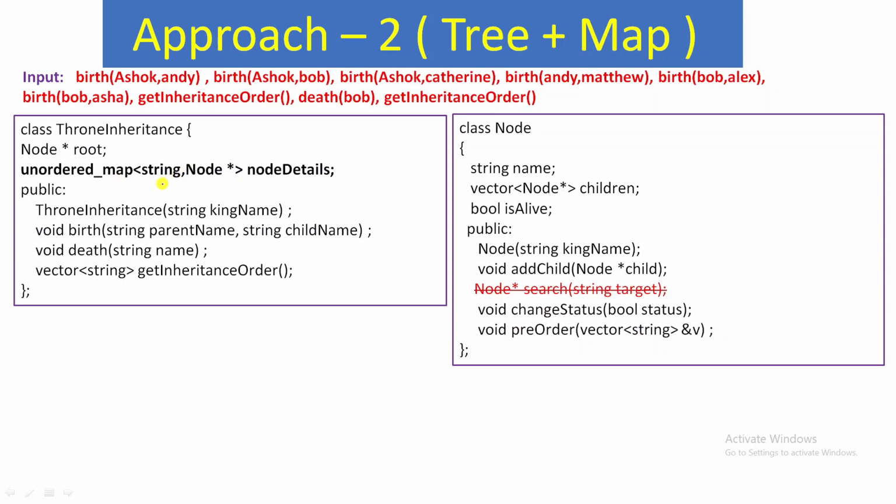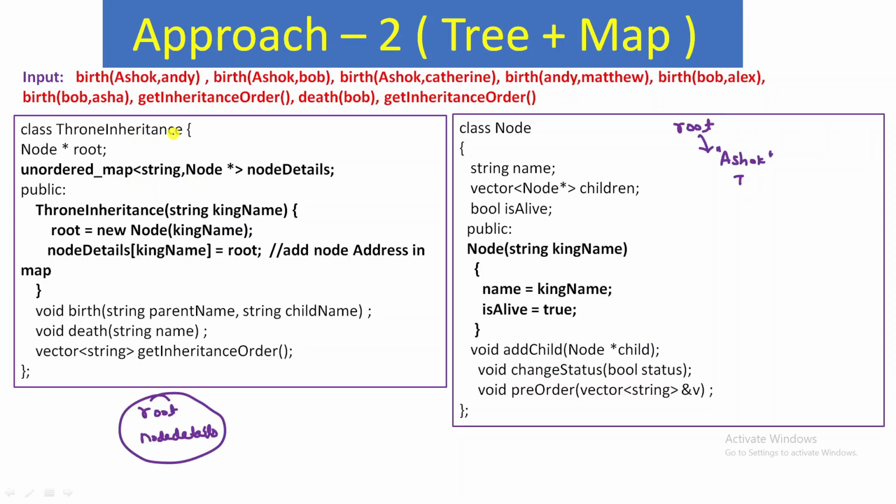Just to recall, what is the map tracking? The map is tracking the name of the node and the address of the node. So now our ThroneInheritance object will look like this. It will have the root pointer, which points to the node, and we have the node details map. Whenever there is a new entry in the node details map, it will be updated here. I will not be drawing this again and again. So let's see now how this constructor is working.